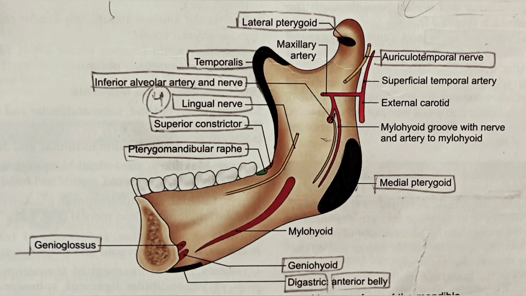So we have discussed all the muscle attachments on the inner as well as the outer surface of the mandible.